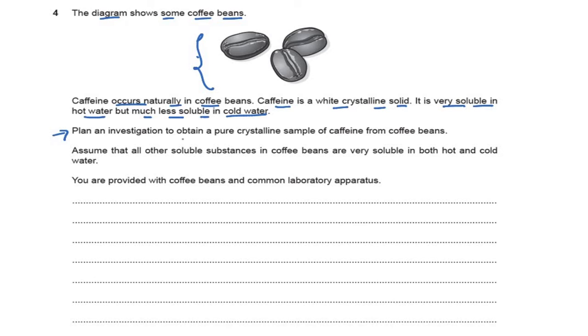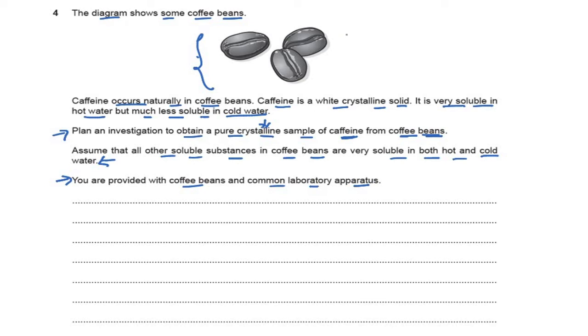Plan an investigation to obtain a pure crystalline sample of caffeine from coffee beans. We need to obtain the crystals of caffeine from coffee beans. Now assume that all other substances in the coffee beans are very soluble in both hot and cold water. You are provided with the coffee beans and some common laboratory apparatus. So let's start writing according to the 6 marks here.